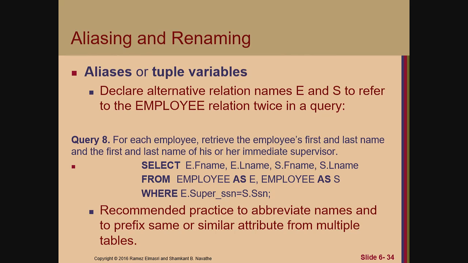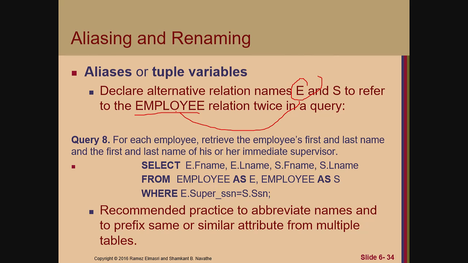And when you use tables and they have a long name, like employee, which has several characters, you can use the alias name or tuple variables to declare alternative names for them. For example, employee, we can use alias name as just E to shorten them.